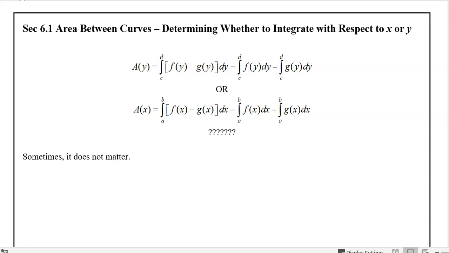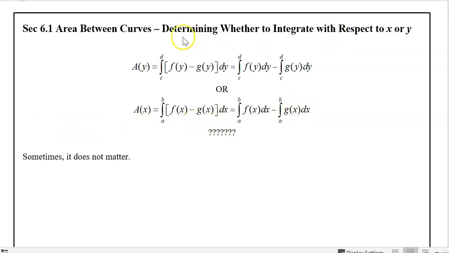In this third video, the final one in the series, we look at some examples, first to determine whether to integrate with respect to x or with respect to y. We'll see that sometimes it makes no difference whether you go with respect to x or with respect to y, and sometimes one or the other is clearly easier. Let's take a look now at what's on the screen.